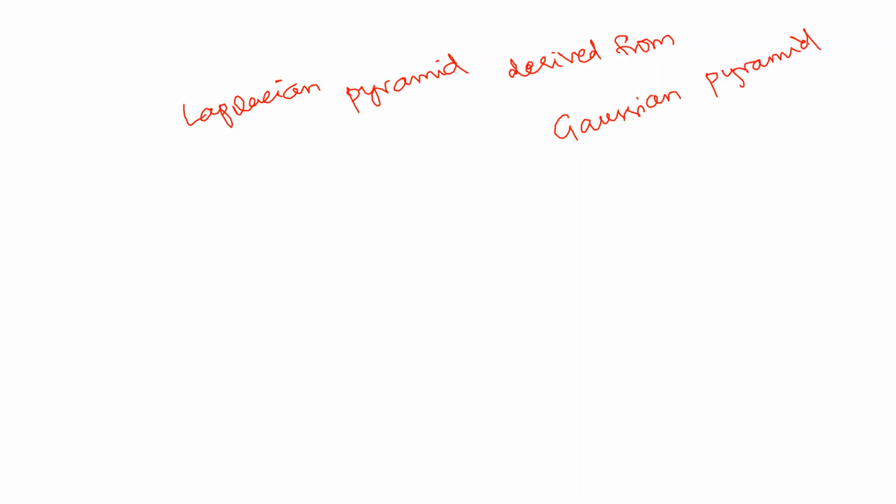So in case of the Gaussian pyramid, we will do two steps. One is blur and then downsample. In case of Laplacian, we will upsample and then apply the blur. So these are the two important steps we must know. I'll discuss that in detail also.